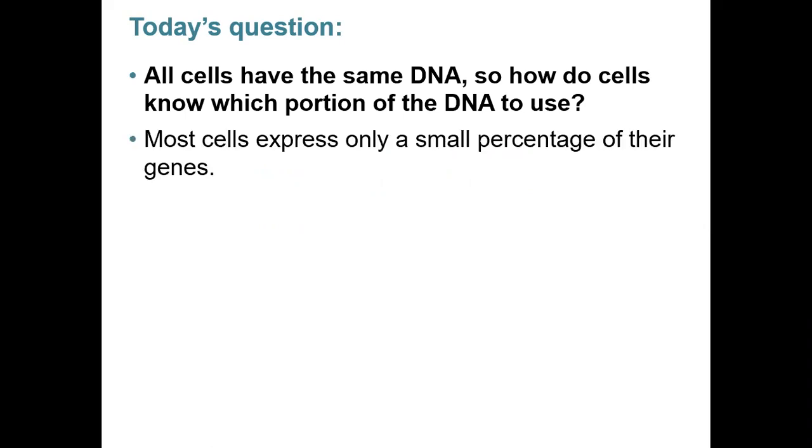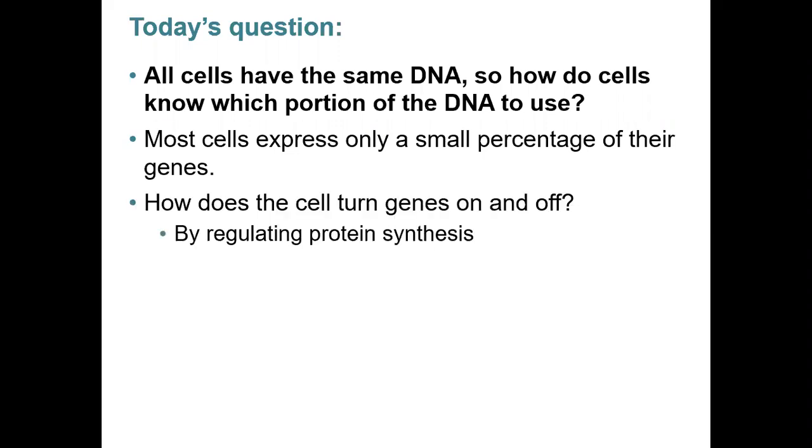An analogy would be a dictionary. I guess nobody really uses dictionaries anymore, but if you did, you wouldn't need to look at all the words. You're only interested in a few words, all at different times, maybe on different pages, and there are some words that you'll never need. In the same way, all cells have the same genes, but different types of cells use different genes. So how does the cell turn genes on and off?